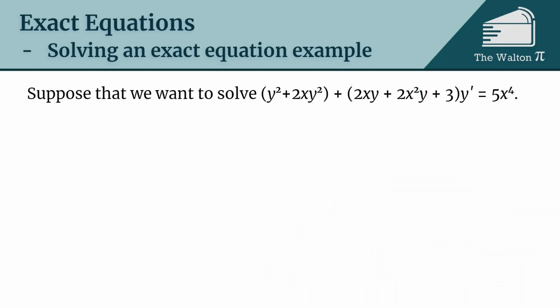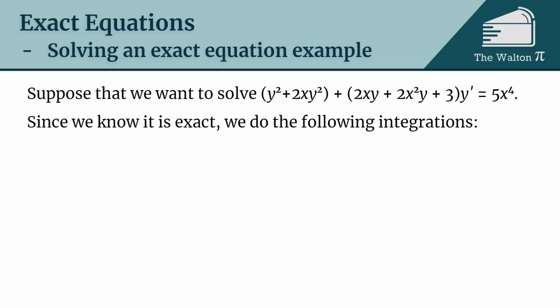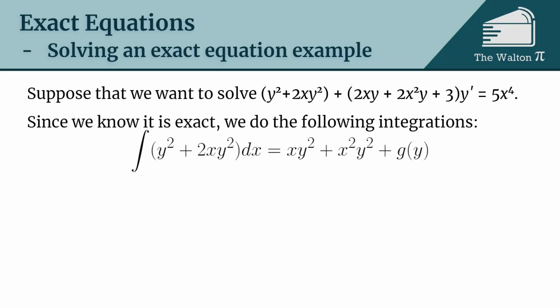So we have our differential equation. It's the same one that we were just talking about. And since we know it's exact, we can do the following integrals. The integral of our piece without the y prime with respect to x. And when we do that, we get xy squared plus x squared y squared plus some function that was only of y's. Now the reason we have to have that function only of y's, we don't know what it is yet, but we need that because if we were to take the derivative of a function with just y's, that's going to disappear. And so that's why that piece is sticking around.